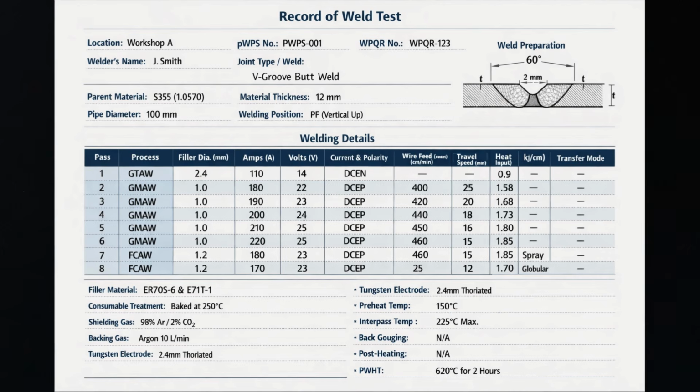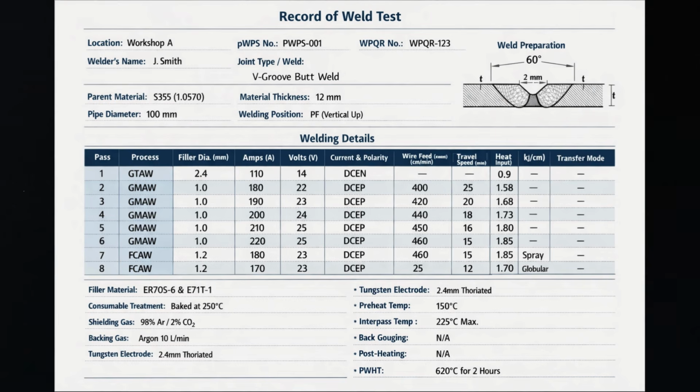Below the table, filler material designation and make, any special baking or drying of consumables, shielding gas or flux designation, backing gas designation, gas flow rates, tungsten electrode type and size for GTAW, back gouging or backing details, preheat temperature, interpass temperature maximum reached, post-heating, and post-weld heat treatment details including time, temperature, method, and heating and cooling rates.